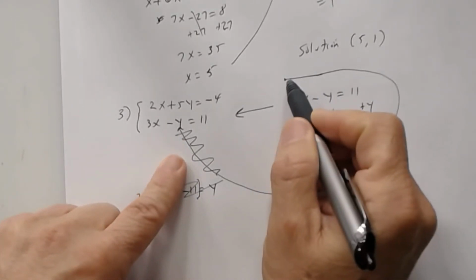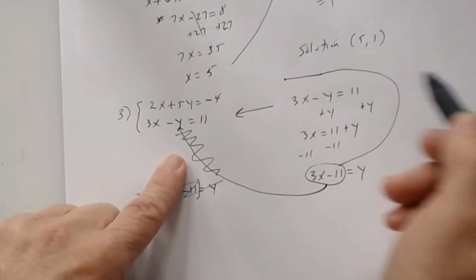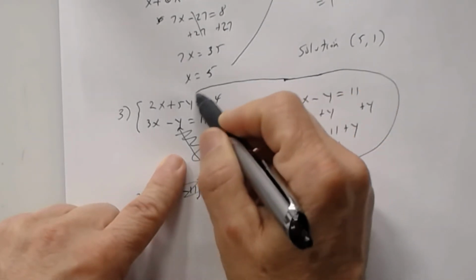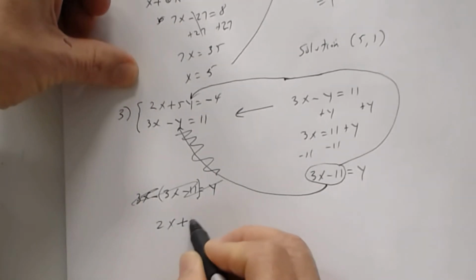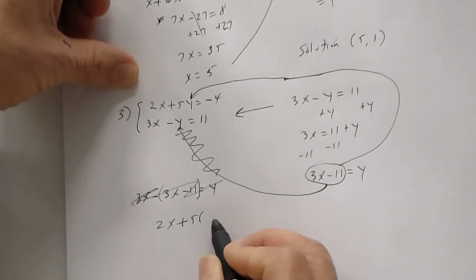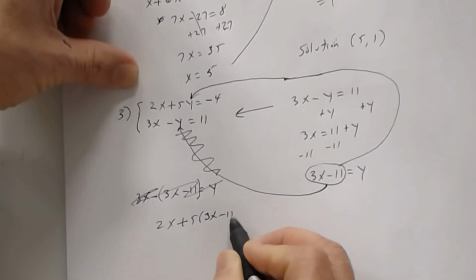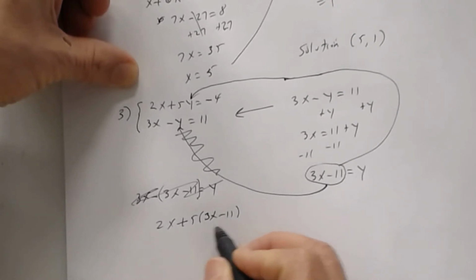All right. It happens. So you go to the other equation, so that's y, correct? All right. So we get this. We get 2x plus 5 times y. What's y? In parentheses, right? Okay. All right.